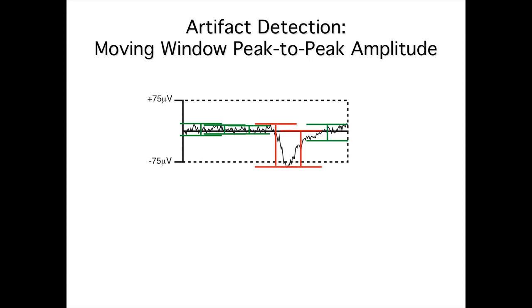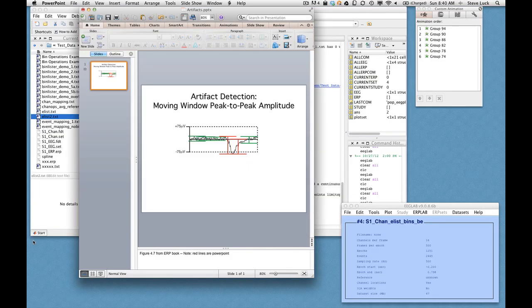And it does that for each one of those windows throughout the interval that you tell it to do it, and it then takes the biggest one of those and compares those against the threshold. That is, the biggest peak-to-peak amplitude within all of the windows that you test for a given epoch is compared against the threshold, and if it exceeds that threshold, the trial is rejected. Okay, so now let's see how this works in practice.